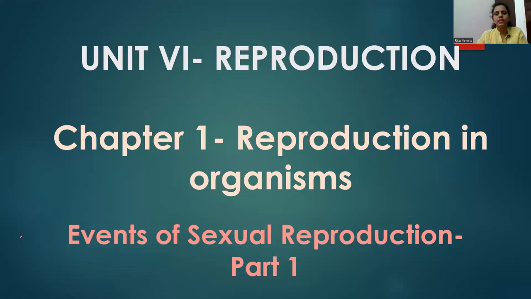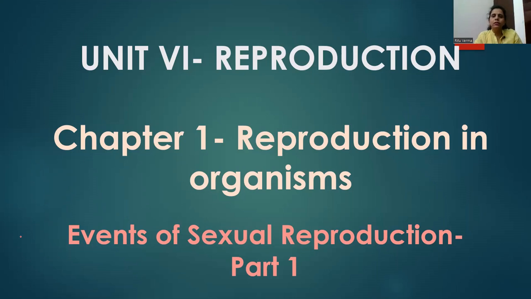In this video, we are going to discuss events of sexual reproduction. We all know that in the process of sexual reproduction, male and female gametes are produced. These gametes undergo the process of fertilization and then produce a single cell structure which is called zygote. Now the zygote undergoes multiple cell divisions called mitosis and gives rise to an embryo. This process in which embryo is formed from zygote is known as embryogenesis.